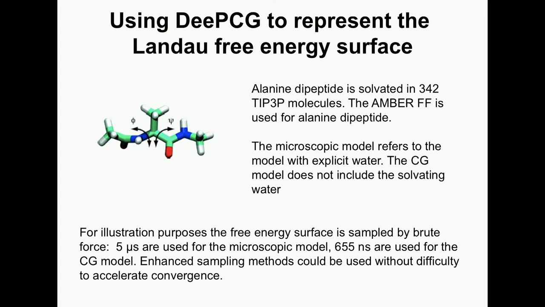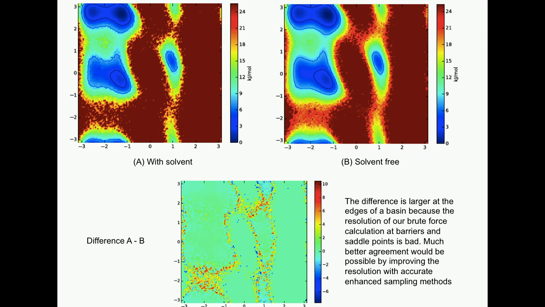So here I take as example this alanine dipeptide solvated in 342 water molecules. Here the water is at the level of TIP3P, and the Amber force field is used for alanine. These two angles are the coarse-grained coordinates, and the coarse-grained description corresponds to this system without the solvating water, learning the potential from a simulation that includes the solvating water. We didn't use any fancy enhanced sampling technique. We just did the brute force calculation, but of course one could use fancy techniques. The brute force calculation here is 5 microseconds to sample the microscopic model, and 600 nanoseconds to sample the coarse-grained model. And this is the result of the free energy surface, the model with solvent and the model solvent-free.